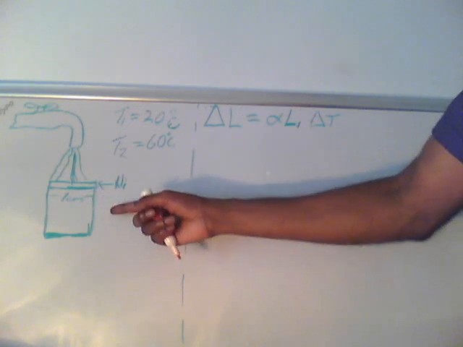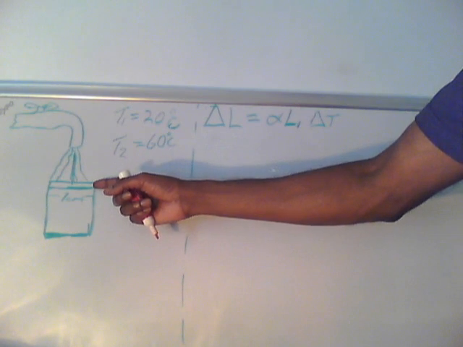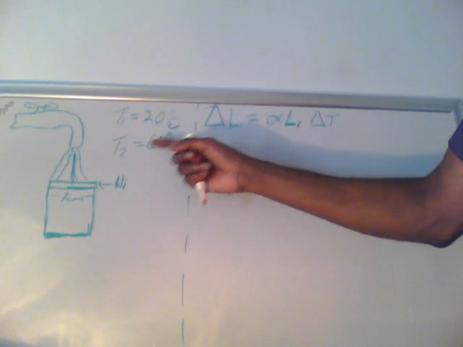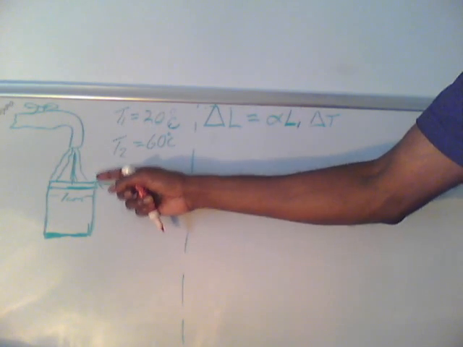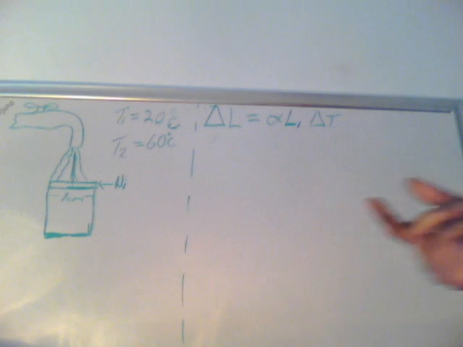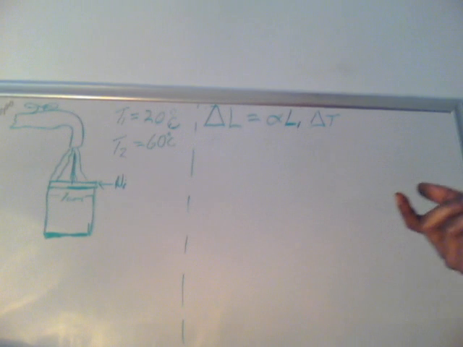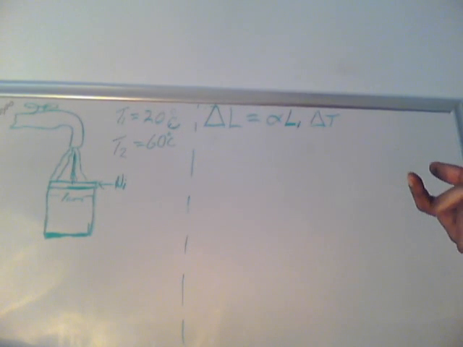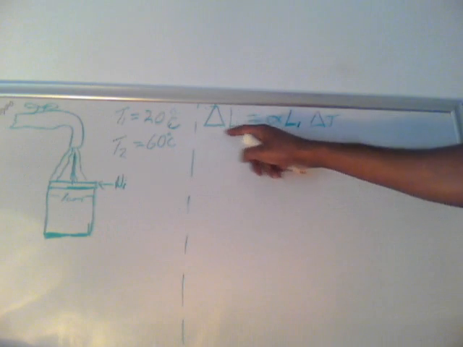What it's asking us to calculate is this: the lid had an initial temperature of 20 degrees Celsius, and the hot water heated it up to 60 degrees Celsius. So we want to know what expansion occurs in that nickel lid. Straightforward problem. We can solve for the change in diameter using this equation here.